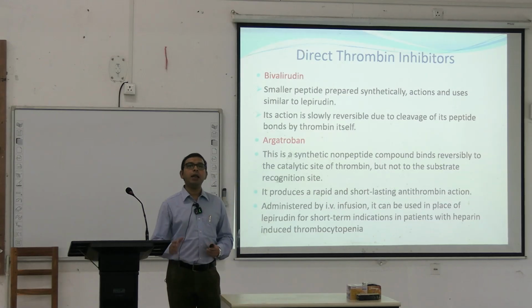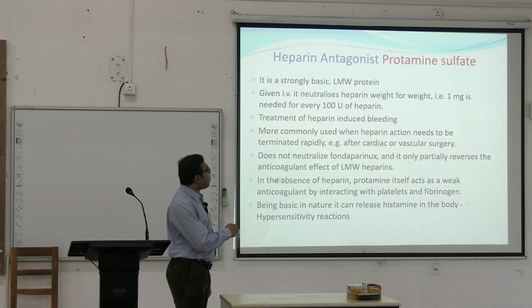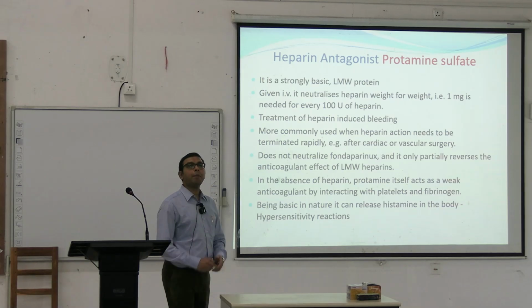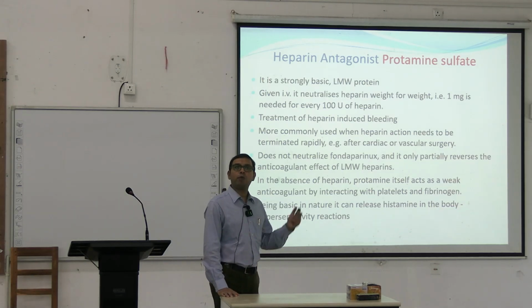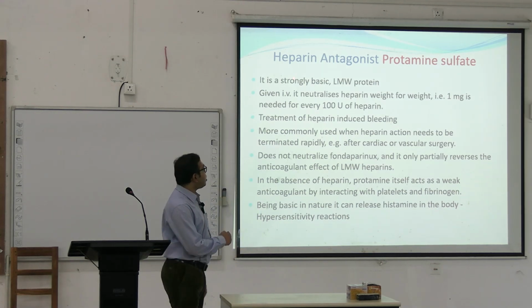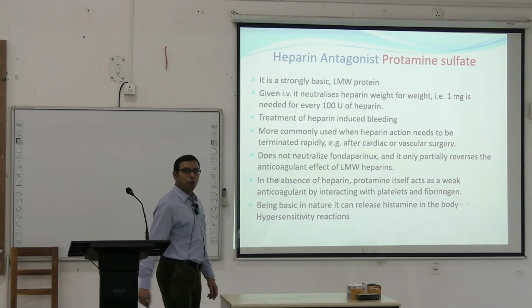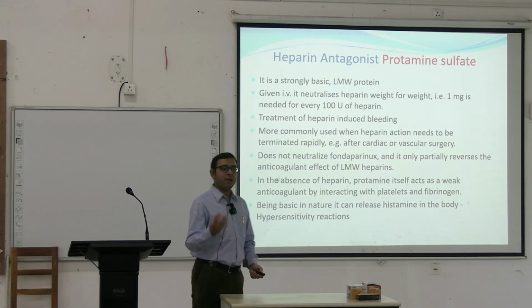Mainly in case of heparin-induced thrombocytopenia, these are used. And this is the heparin antagonist known as protamine sulfate. Since heparin is the strongest organic acid in our body, protamine is one of the strongest bases present. So it is a strongly basic low molecular weight protein. This protamine itself has a very mild anticoagulant effect.